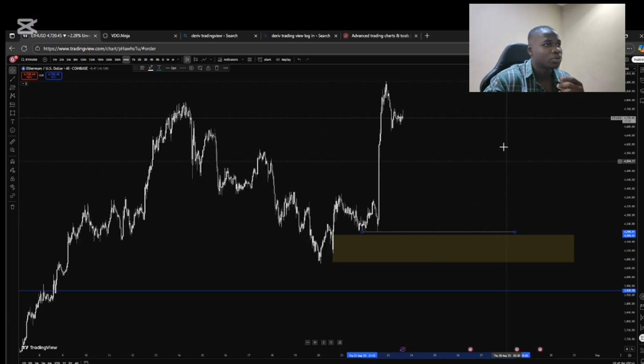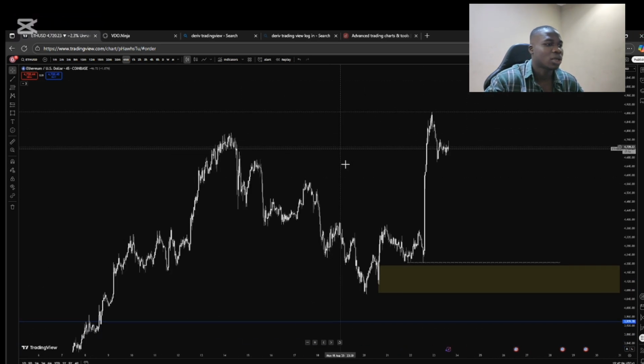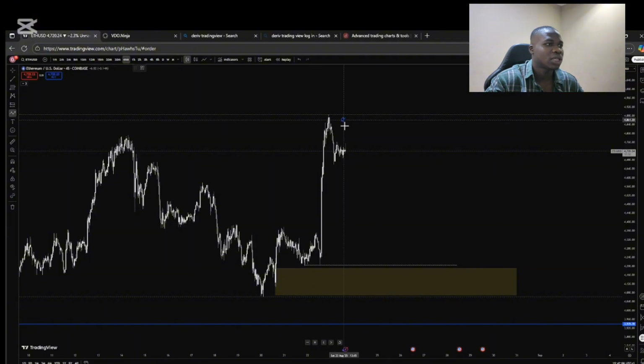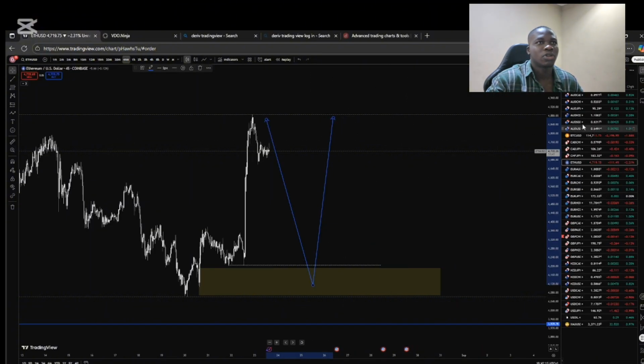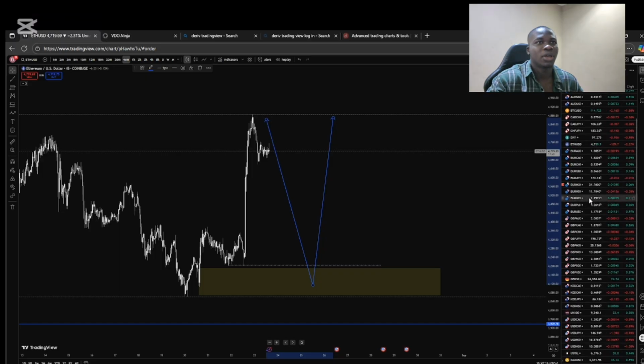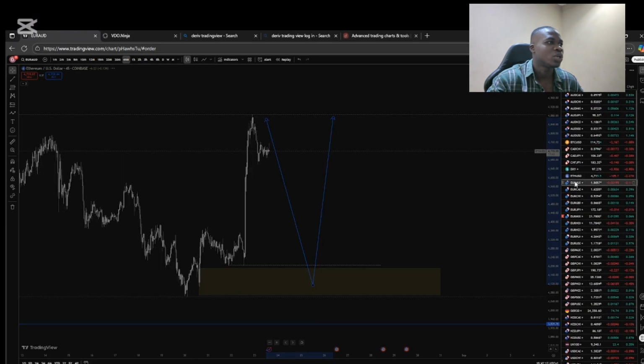So that is it on Ethereum. So I'm hoping Ethereum will come back, do something like this, then push to the upside again. So now let's move on to our next pair. After Ethereum, we are looking at Euro AUD.